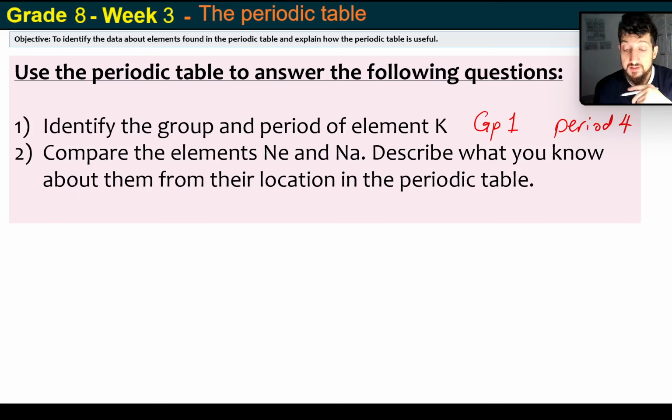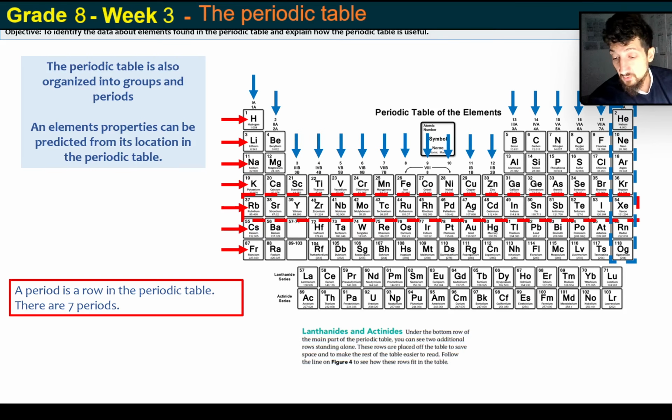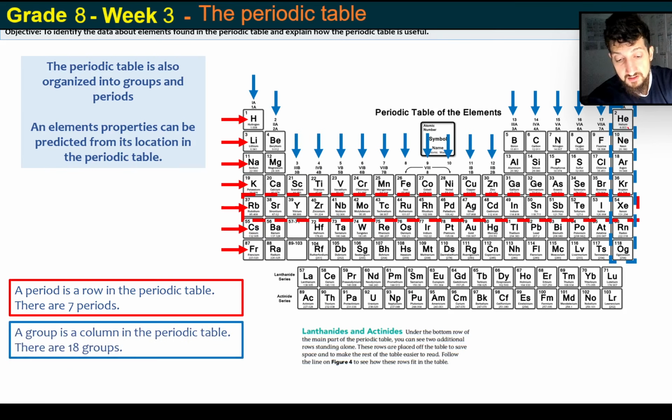Compare the elements neon and sodium. Describe what you know about them from their location in the periodic table. Well, that's very interesting. Let's look over here. Where's neon? Neon is over here. It's in group 18. And sodium is over here. It's in group 1. And they are very different. Even though neon has an atomic number of 10, and sodium has an atomic number of 11, don't be fooled. They are very different.